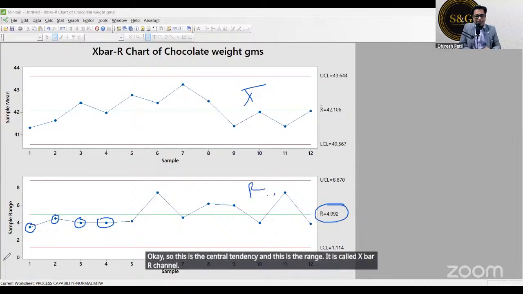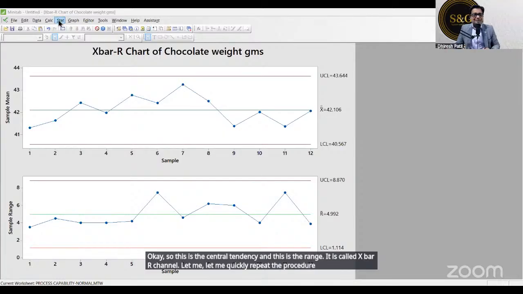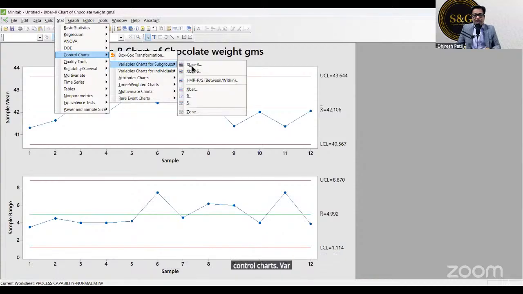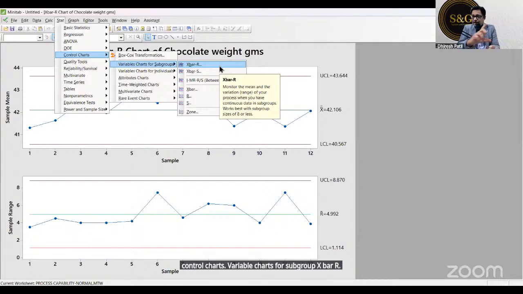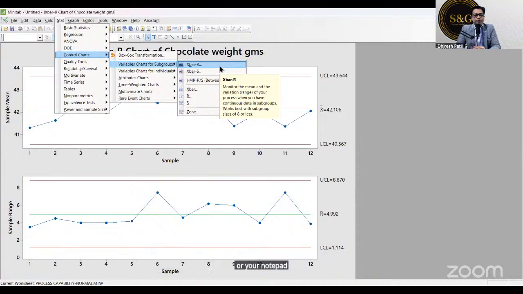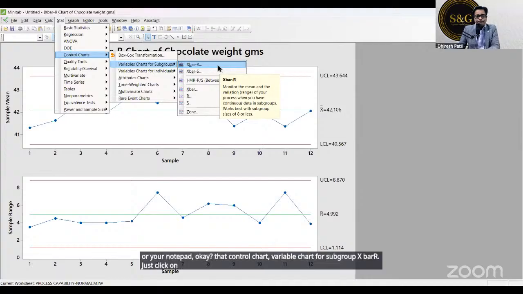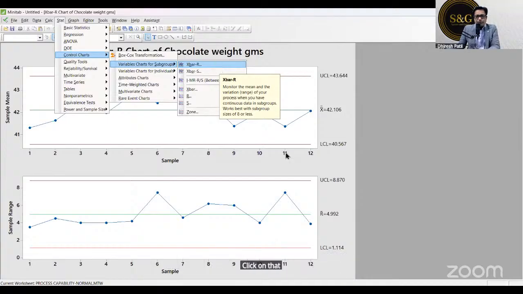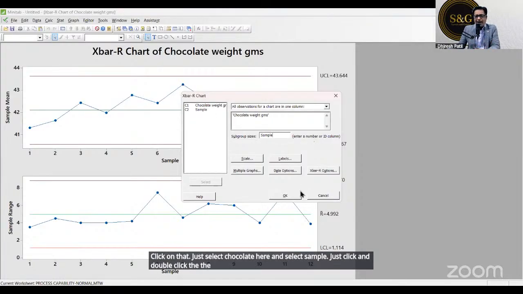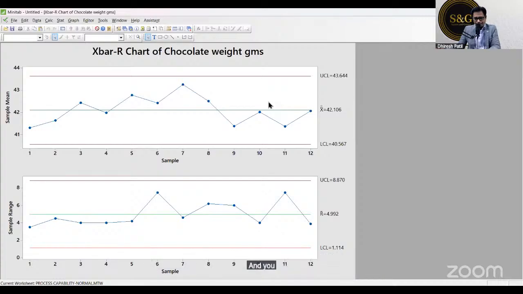Let me quickly repeat the procedure. Go to Stat, Control Charts, Variable Charts for Subgroup, X bar R. Just take a screenshot of this or write it down on your process flow or your notepad. Stat, Control Chart, Variable Chart for Subgroup, X bar R. Just click on that. Select chocolate weight here and select sample. Just double click the column name. And click on OK. That's it. Don't do anything else. And you will find this.